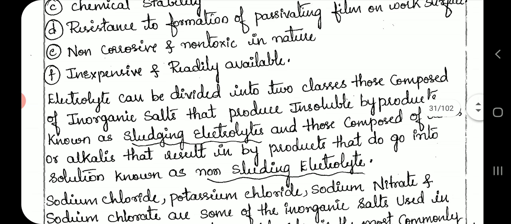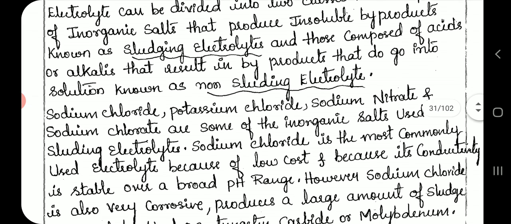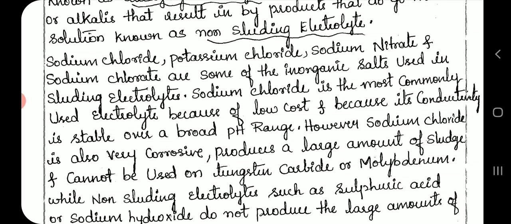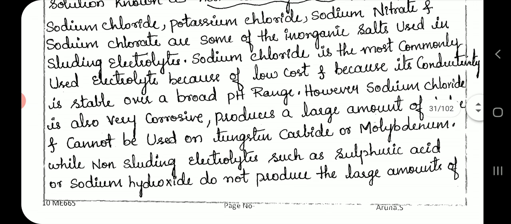Electrolytes can be divided into two classes: those composed of inorganic salts that produce insoluble byproducts, known as sludging electrolytes, and those composed of acids or alkalis that result in byproducts that go into a solution, known as non-sludging electrolytes. Sodium chloride, potassium chloride, sodium nitrate and sodium chlorate are some of the inorganic salts used in sludging electrolytes.